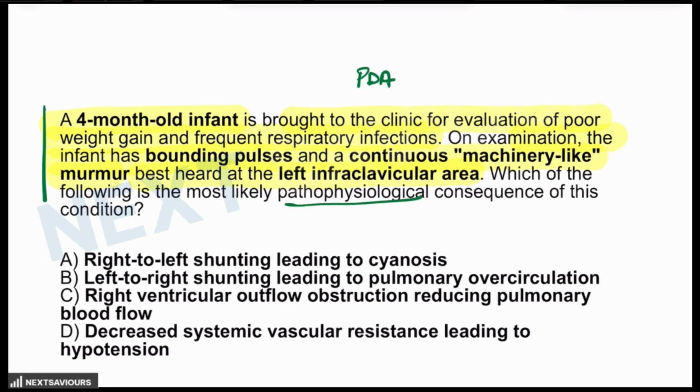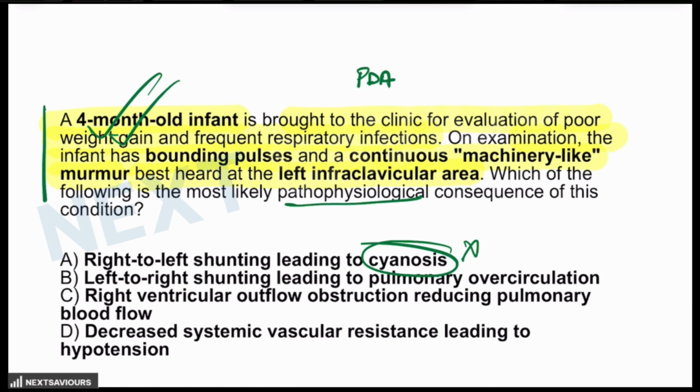If you go option by option, right to left shunting leading to cyanosis occurs in conditions like Fallot's tetralogy, or when a PDA develops Eisenmenger syndrome. In an uncomplicated patent ductus arteriosus, the shunt still remains left to right. So it causes pulmonary overcirculation but no cyanosis. Early cyanosis is a feature of TOF, not of this case.